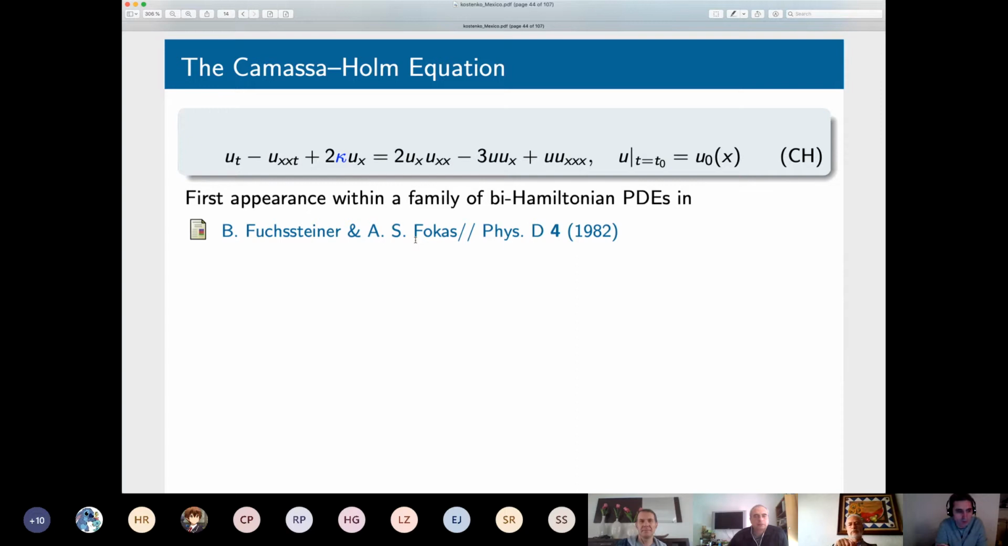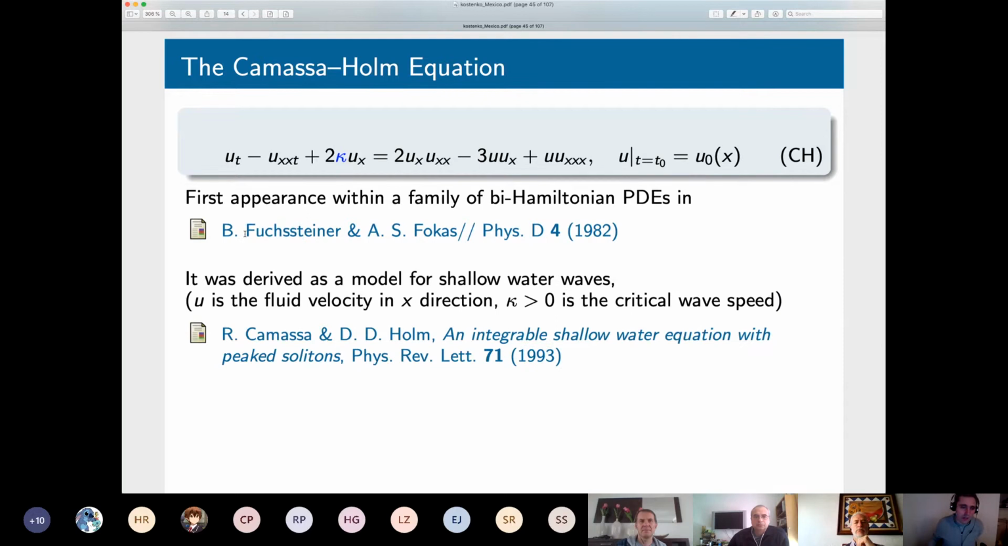This equation first appeared in a paper by Fuchssteiner and Fokas. It contains a list of problems which are bi-Hamiltonian. Bi-Hamiltonian tells you that there are infinitely many conserved quantities, which also indicates that this equation might be completely integrable, in the sense that there is a Lax pair structure behind it. And actually, this equation received a lot of attention after this very short note of Camassa and Holm in 1993.